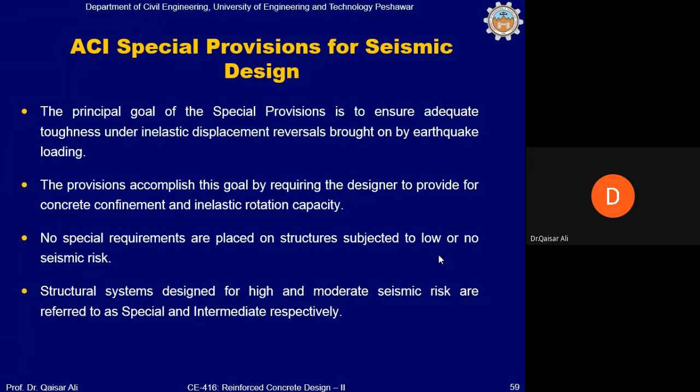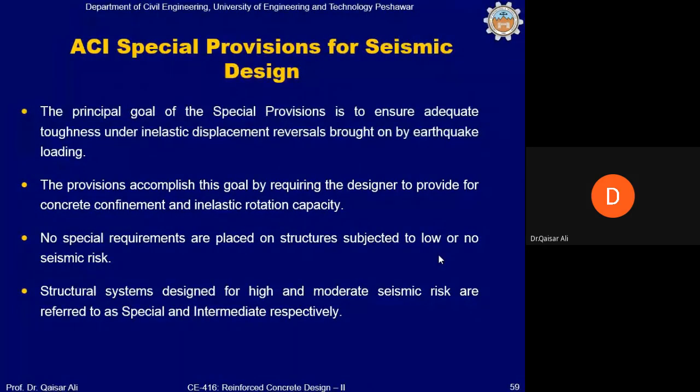The principal goal of these provisions in the code is to ensure adequate toughness under inelastic displacement reversals brought on by earthquake loading. These provisions accomplish this goal by requiring the designer to provide for concrete confinement and inelastic rotational capacity. So these connections shall be confined enough using stirrups and ties to make them efficient with regard to energy dissipation.